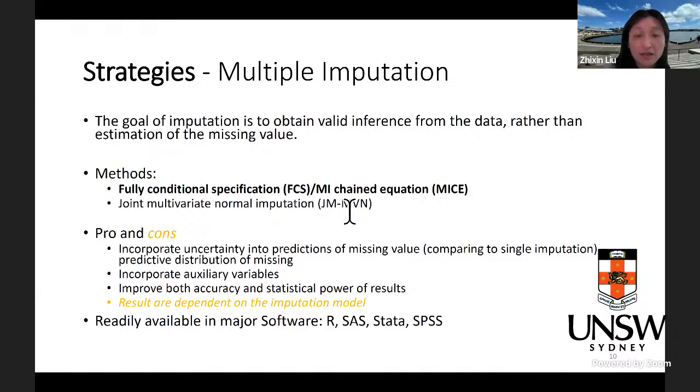What is sometimes criticized about this approach is that the results depend on your imputation model. Different researchers can use different imputation models, and you might get different imputed values, leading to a somewhat different inference or estimate. That sometimes poses a transparency concern over multiple imputation.